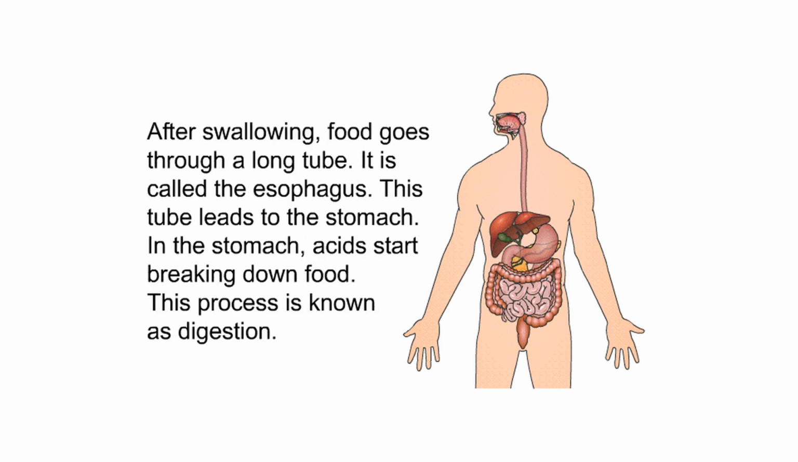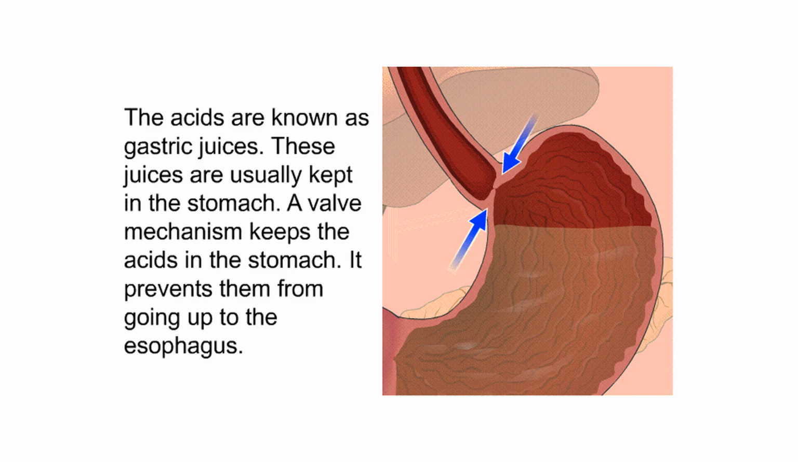After swallowing, food goes through a long tube. It is called the esophagus. This tube leads to the stomach. In the stomach, acids start breaking down food. This process is known as digestion. The acids are known as gastric juices. These juices are usually kept in the stomach. A valve mechanism keeps the acids in the stomach. It prevents them from going up to the esophagus.